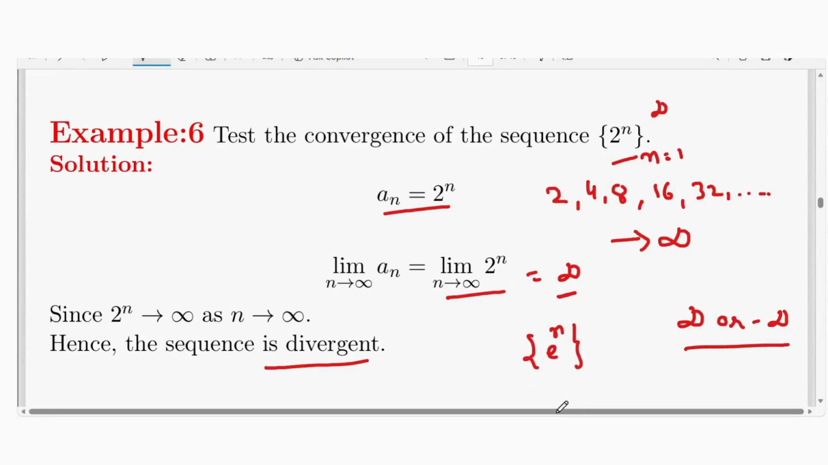What is the value of e? The approximate value of e is 2.71. So we can say 2.71 raised to n. We discussed that e raised to n is a divergent sequence. It approaches infinity. In the same way, 2 raised to n is again a divergent sequence.